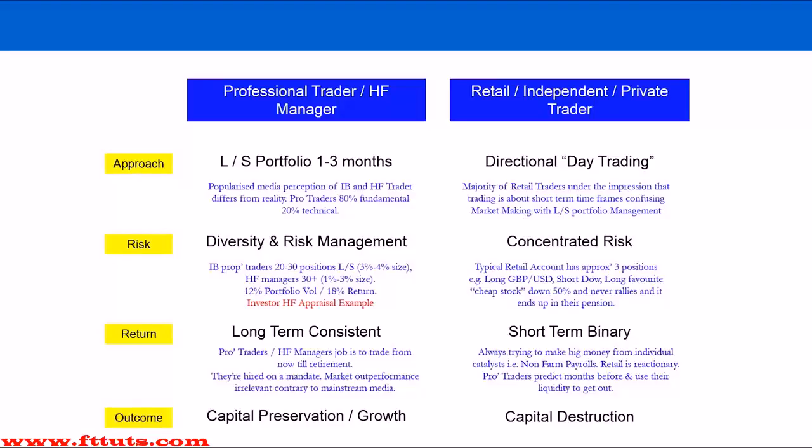Prop traders at investment banks, the guys that use the bank's money to try and make money in the financial markets, and also hedge fund managers, they typically have multiple positions at any one time. And typically you'll see them having 20 to 30 positions, which are both long and short across multiple asset classes. So they're not likely to just have one currency pair in their portfolio and they just sit there and watch it all day and go home flat at the end of the day. They actually manage their risk in a totally different way. So they'll be diverse, 20 to 30 positions, and they'll be long short. So there will be correlation in the portfolio at any one time, and that correlation will change over time. So 20 to 30 positions, having 3 to 4% position sizes in the portfolio.